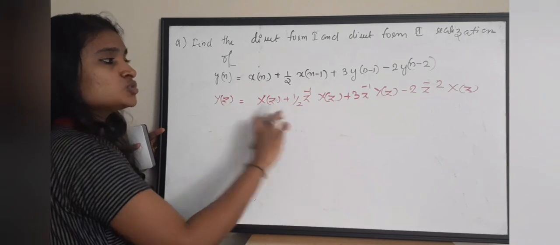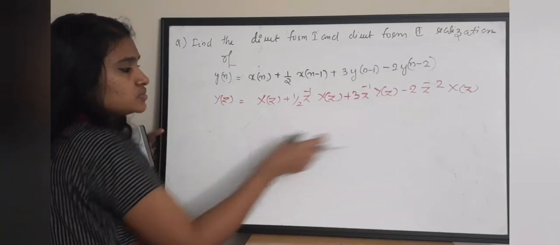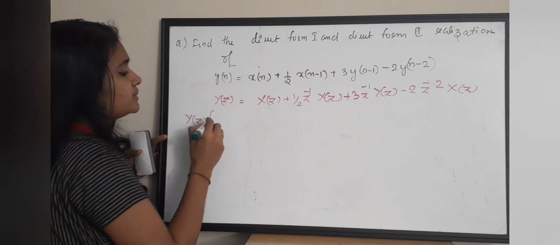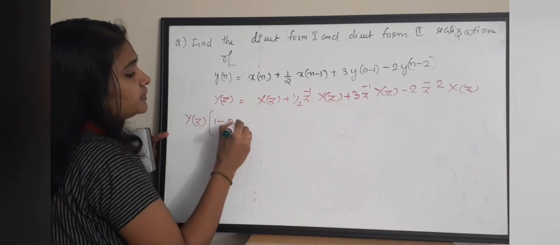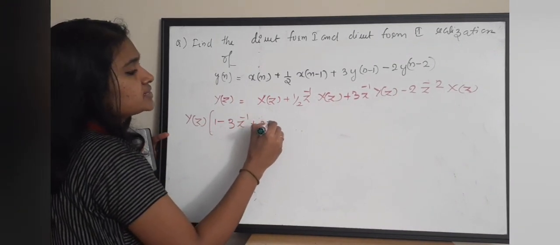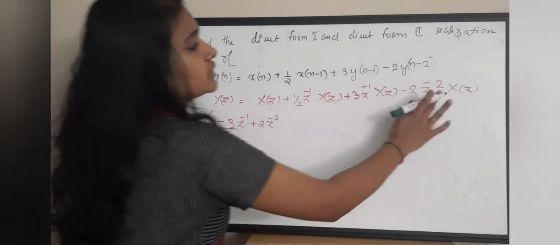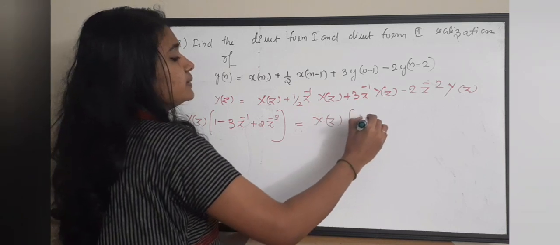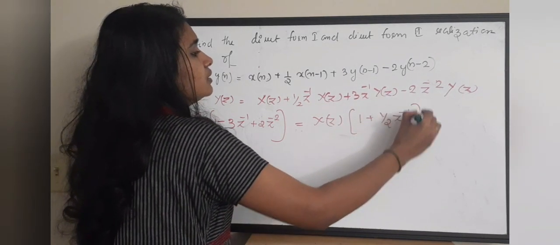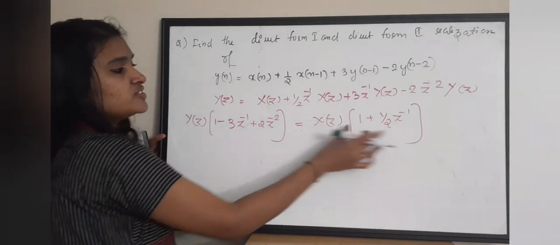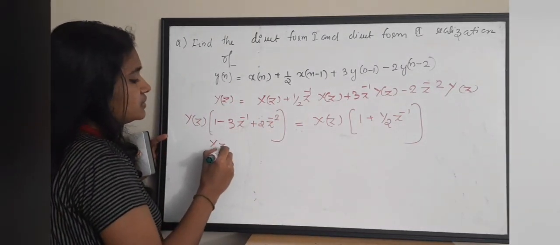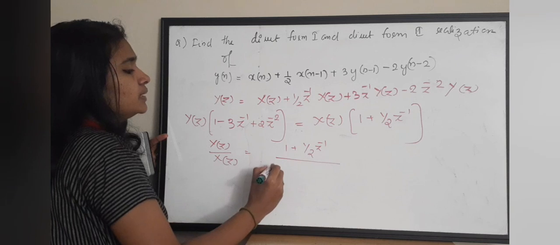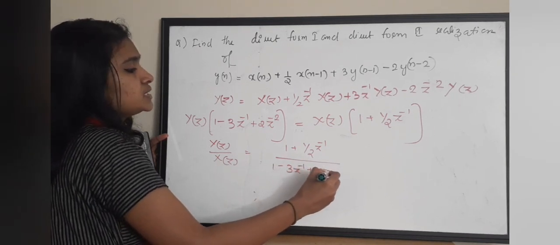Okay, take the X of z terms to one side and Y of z terms to the other side. I am taking the Y of z terms to this side and taking Y of z as common. Y of z into, I am doing both things in a single step, 1 minus 3 z raised to minus 1 plus 2 z raised to minus 2, equal to X of z into 1 plus 1 by 2 z raised to minus 1. Now take Y of z by X of z. You will get 1 plus 1 by 2 z raised to minus 1 by 1 minus 3 z raised to minus 1 plus 2 z raised to minus 2.